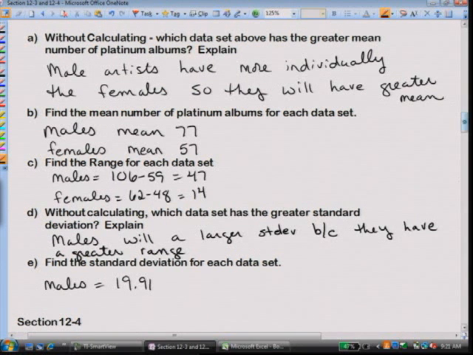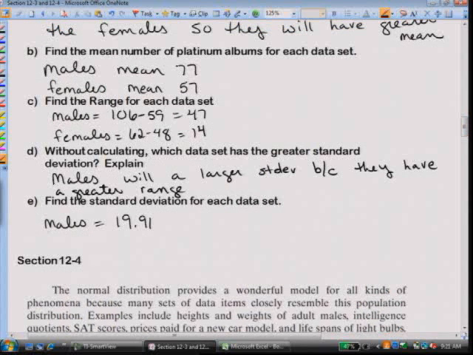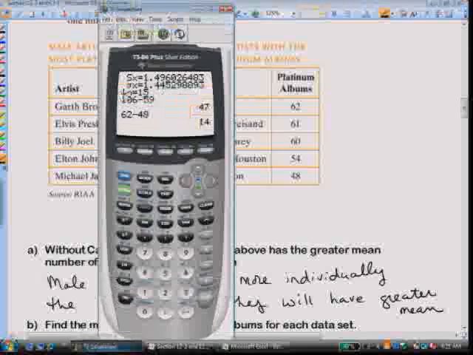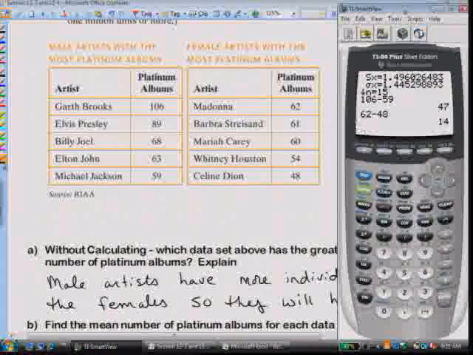And I used the EasyCalc website, and I went ahead and calculated the male standard deviation to be 19.91 and the female standard deviation to be 5.91. But just as a review, if you wanted to use your graphing calculator, we'll just do the females to confirm that.